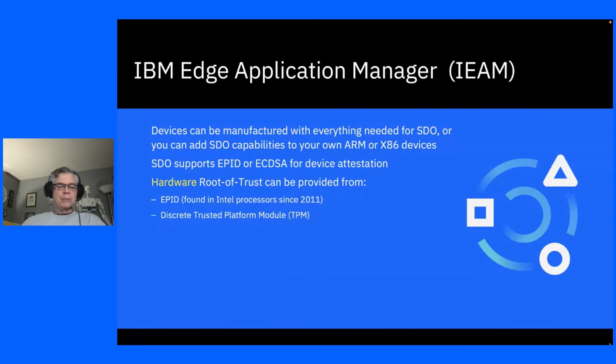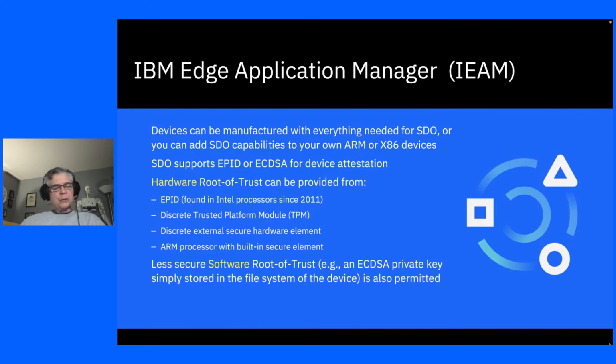discrete trusted platform module or TPM, discrete external secure hardware elements, which are common for ARM, and an ARM processor with a built-in secure element, which the very new ARM processors can do. And you can also use a less secure software root of trust, which is, for example, an ECDSA private key, simply stored in the file system of the device. The SDO client software, of course, must also be installed on the device.